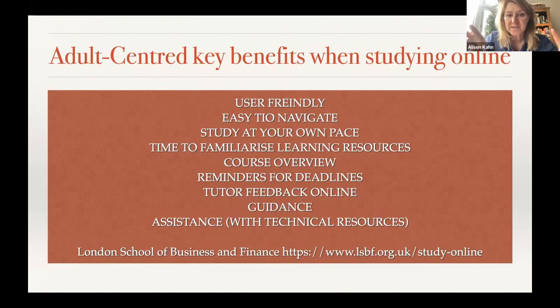Now, these adult courses are always, and still today, if we go to the London Business School, they will tell you they're user-friendly, they're easy to navigate, you study at your own pace, there's time to familiarise with learning processes, course overview, reminders, tutor feedback, assistance with technical resources. Now, this was developed, if you think about it, over a good 20 years, and then by MIT 2012. So before the pandemic, adults, those who were working with digital media in any way, had some access to some guidelines on how to learn online.